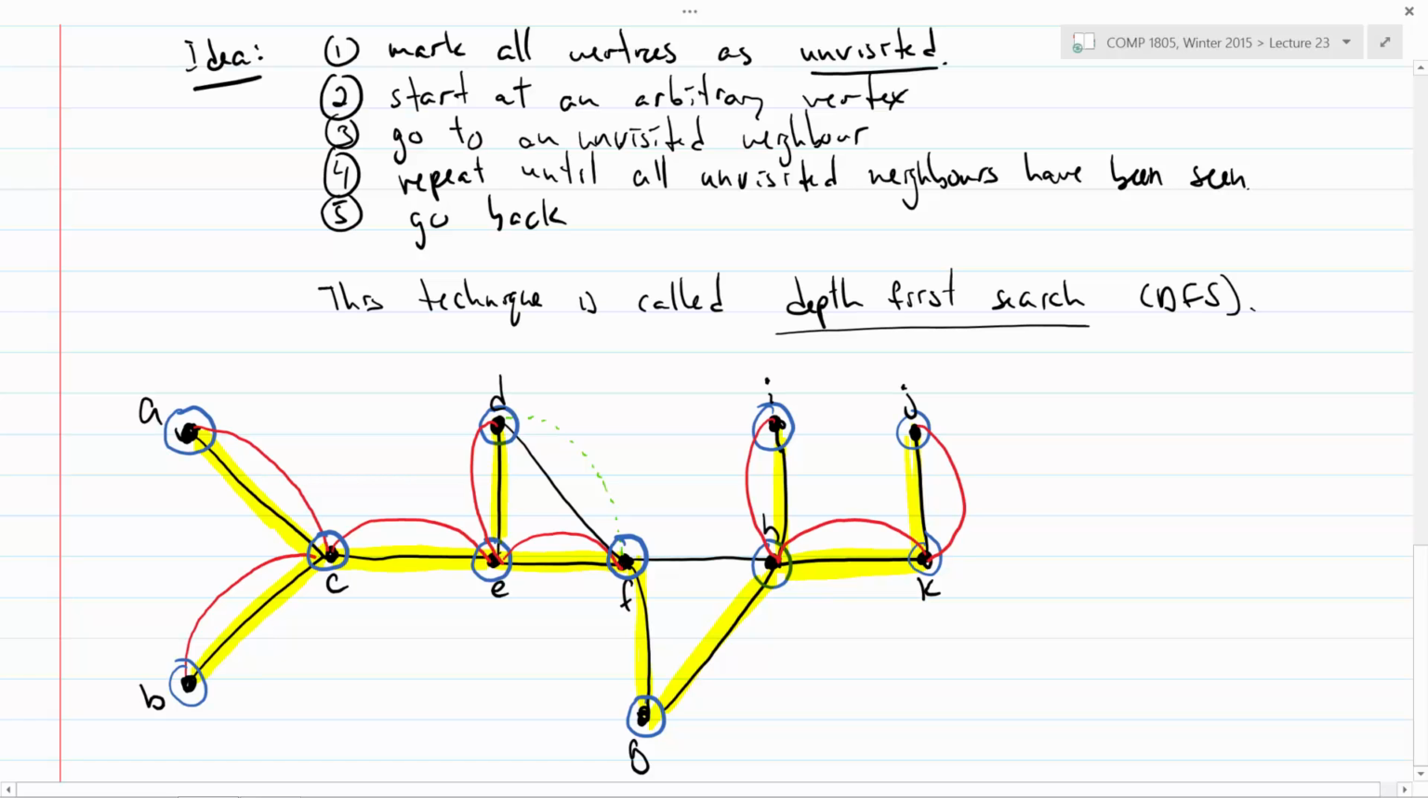At H, I kind of maybe want to go to F, but of course F is already visited, so I can't actually go that way. So the only thing I can do is walk back to G, and the only thing I can do there is walk back to F. And now F has no more unvisited neighbors, and F is where I started. So I'm done. Right? I got back to where I started. There's no more choices to make, so I'm finished at this point.